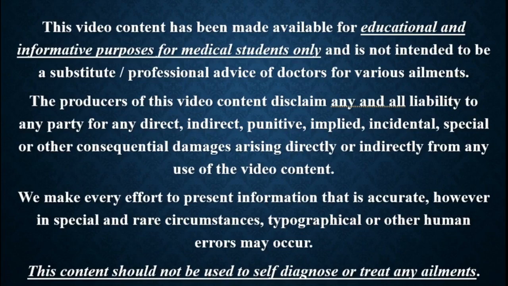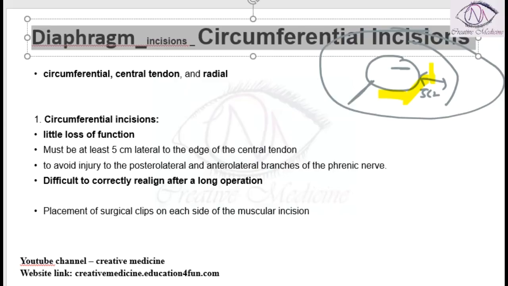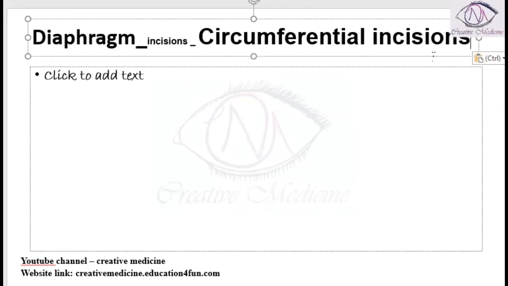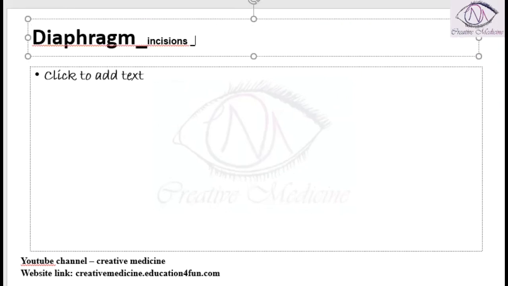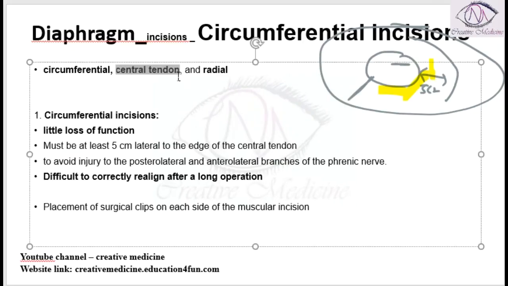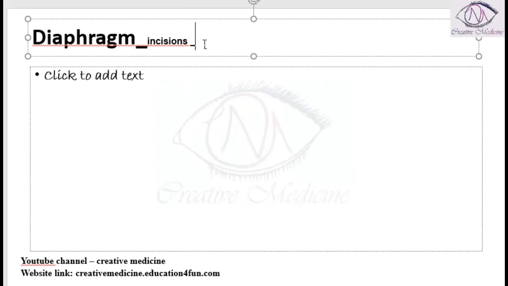In this lecture, we will learn about the next type of incision, the diaphragmatic incisions. We have three types of diaphragmatic incisions: circumferential incision, central tendon incision and radial incision. Now we will see what is central tendon incision.